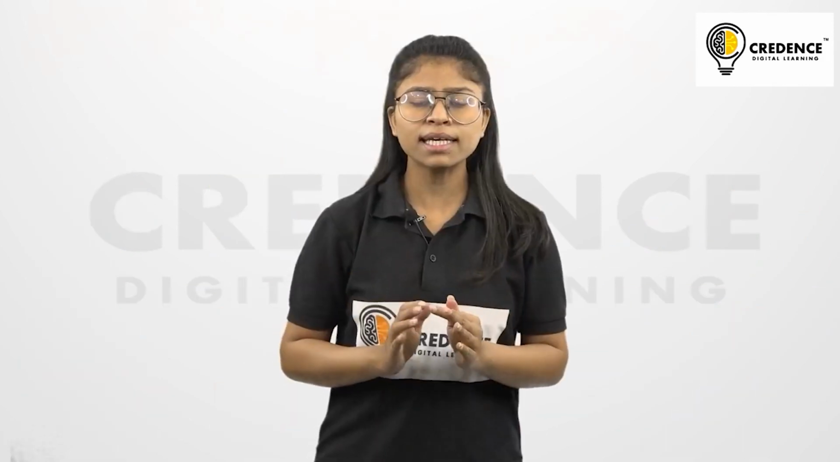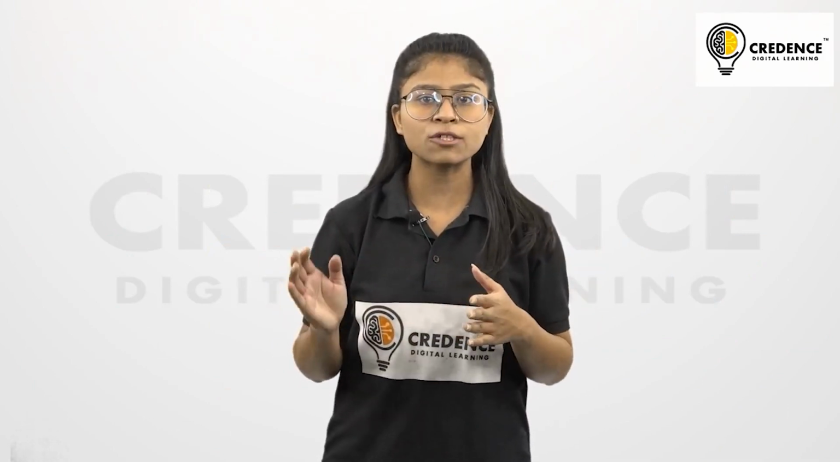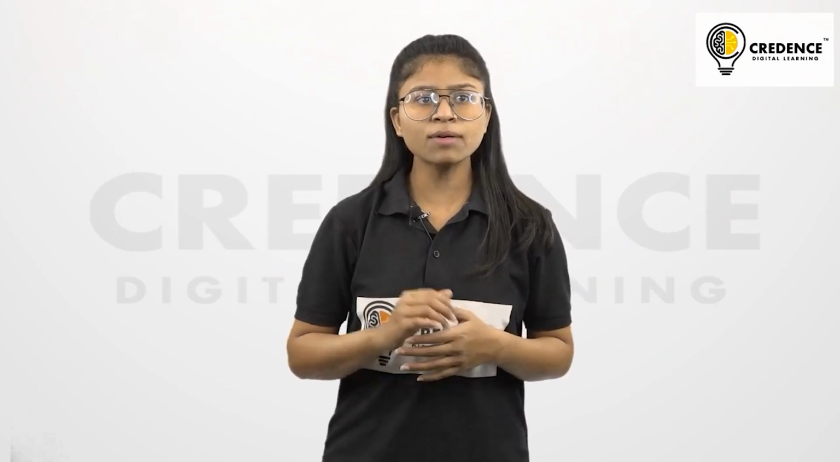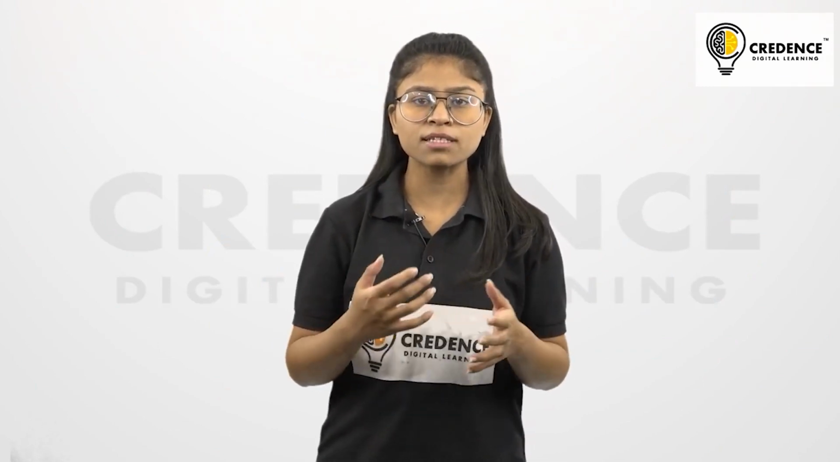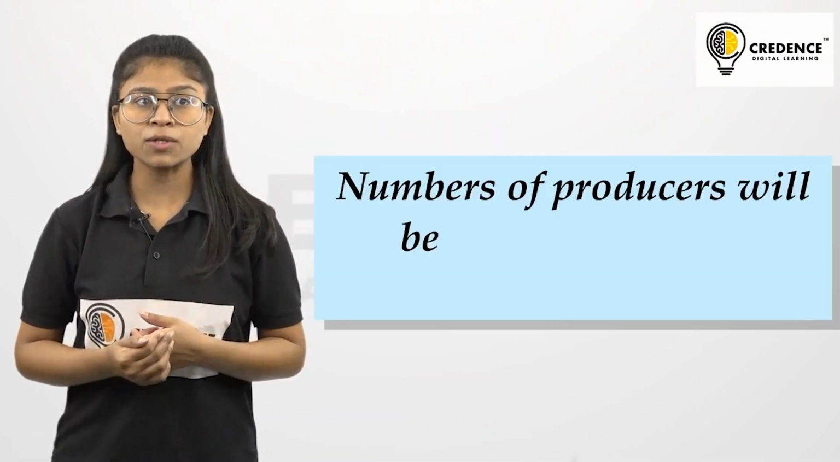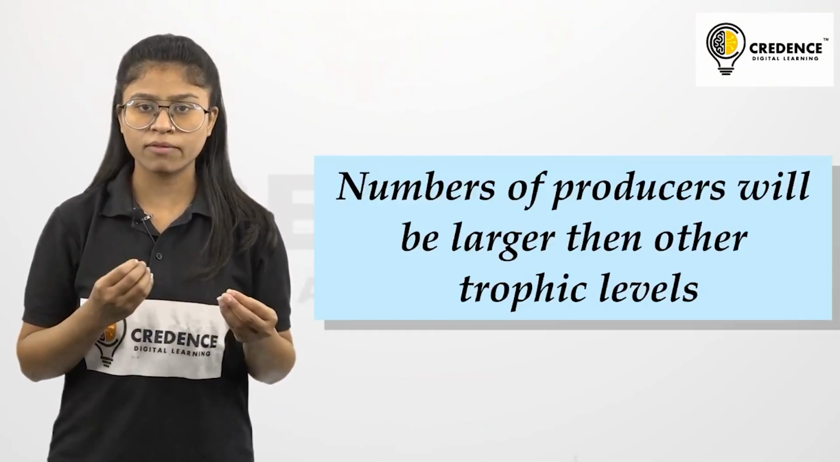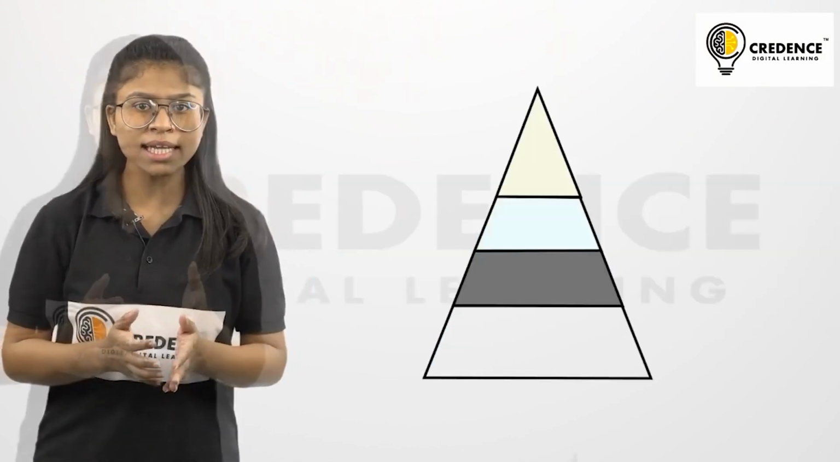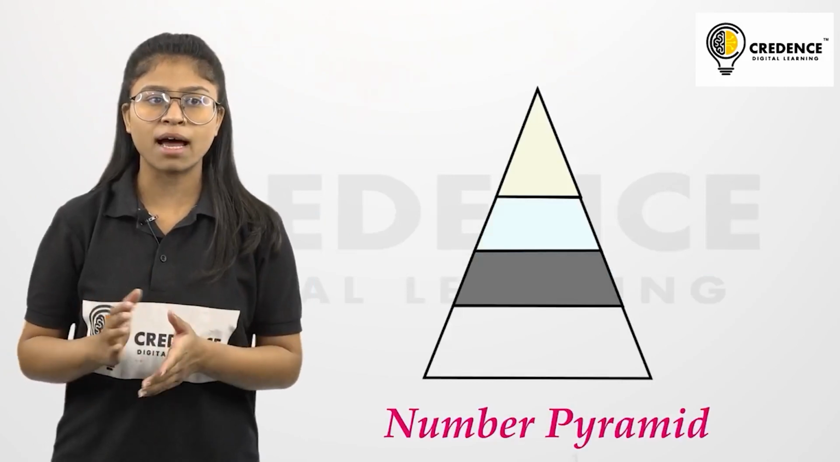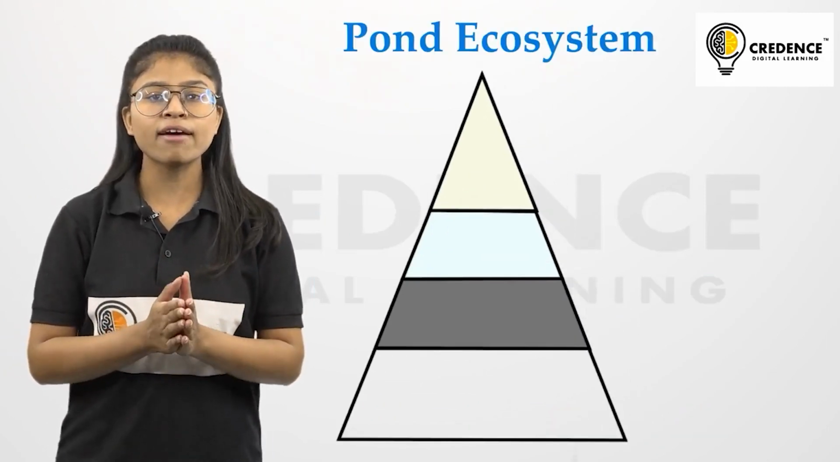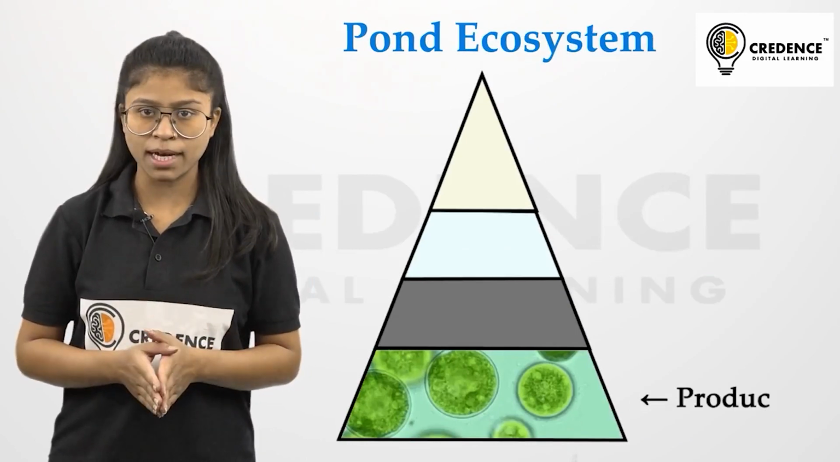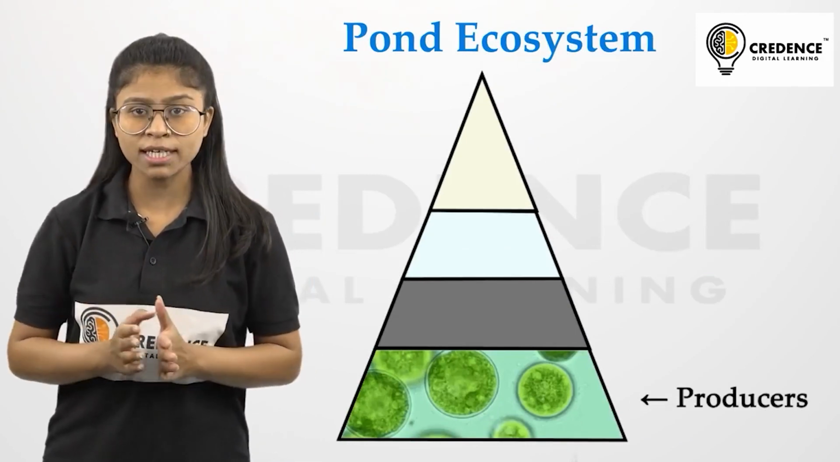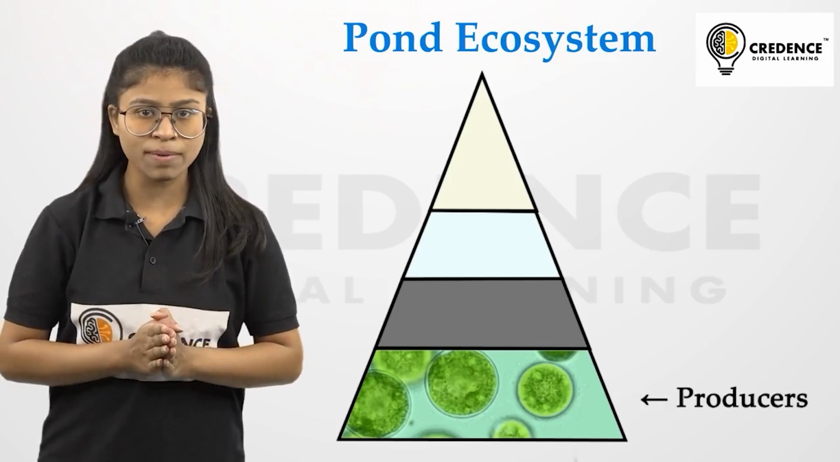So here you can see that the energy is being transferred between the different trophic levels of the organisms. Now the producers in this ecosystem, in this food chain, will be maximum in number. That means the number of producers, or the first trophic level, will always be larger than other trophic levels. As you can see in this diagram, it's called a number pyramid. In the number pyramid, we have kept producers at the bottom of the pyramid. Why? Because they are larger in numbers and they take lots of space.